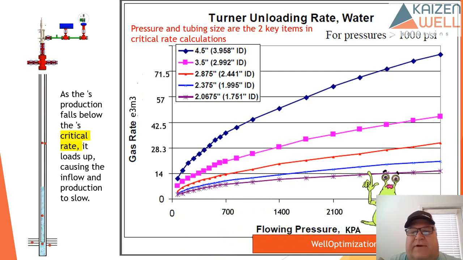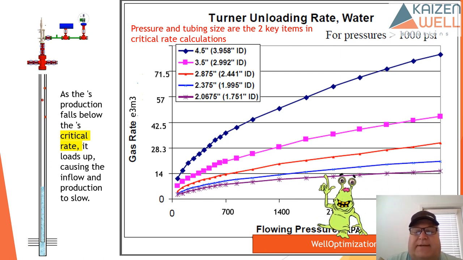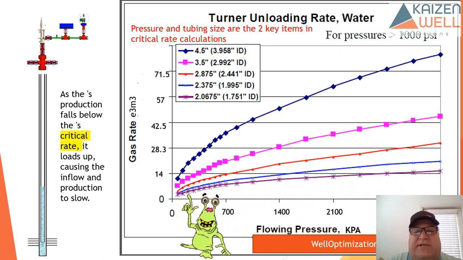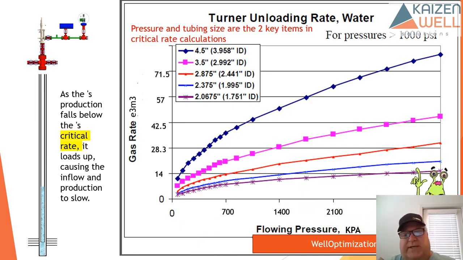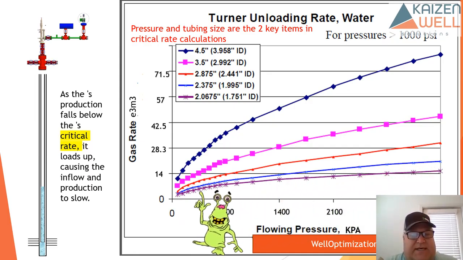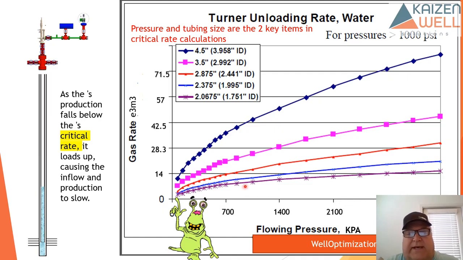In this graph here, and many people have probably seen this before, it basically shows your tubing size. So here we have 1.751 ID, 1.995, which would be basically your 2 3/8. This would be your 2 7/8. This is 3.5, which is a 2.992 ID, and 4.5, 3.958 ID, so roughly your casing. A couple of things here. This is pressure in kPa.